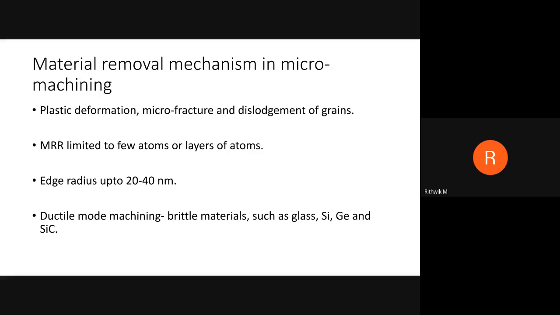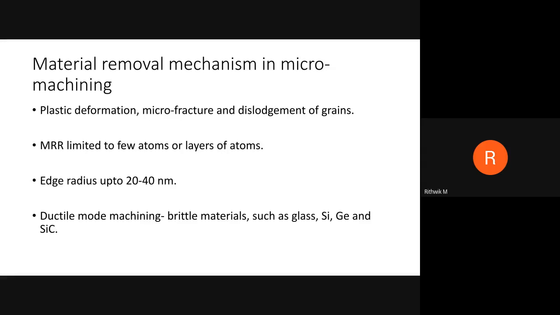Now regarding the material removal rate, whether it is high or low, this is limited to a few atoms or layers of atoms. So usually this is a micro or nano machining process. Here only a few atoms or a layer of atoms will be removed. That is the material removal rate. And the edge radius we have already seen. The edge radius of the tool is made up to 20 to 40 nanometers.